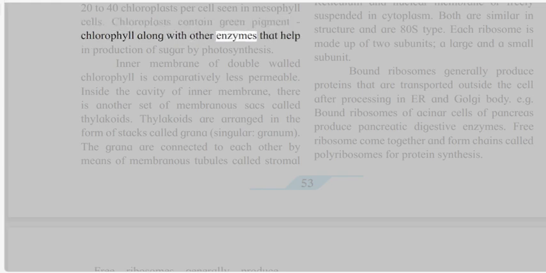Chloroplasts contain the green pigment chlorophyll along with other enzymes that help in the production of sugar by photosynthesis. The inner membrane of the double-walled chloroplast is comparatively less permeable. Inside the cavity of the inner membrane, there is another set of membranous sacs called thylakoids. Thylakoids are arranged in the form of stacks called grana, singular granum. The grana are connected to each other by means of membranous tubules called stroma lamellae.